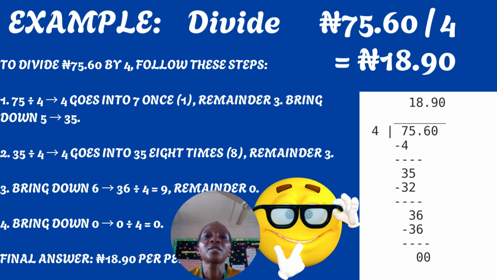To divide this, you follow this step. First of all, 4 goes in 7 just once. That's remainder 3. So you bring down your 5. That will give you 35. 35 divided by 4. 4 goes into 35 8 times. That's remainder 3. You bring down your 6. That's 36. 36 divided by 4 will give us 9. Remainder 0. So you bring down the 0. 0 divided by 4 is 0. So our final answer is 18 naira 90.